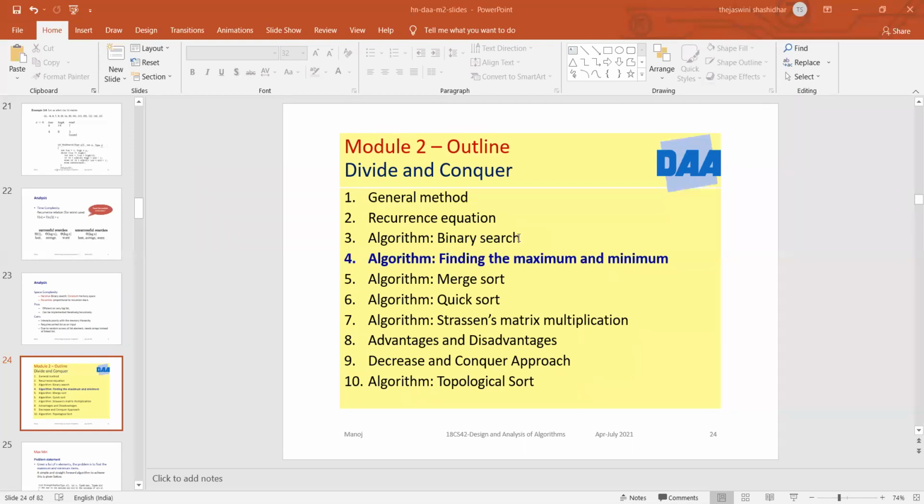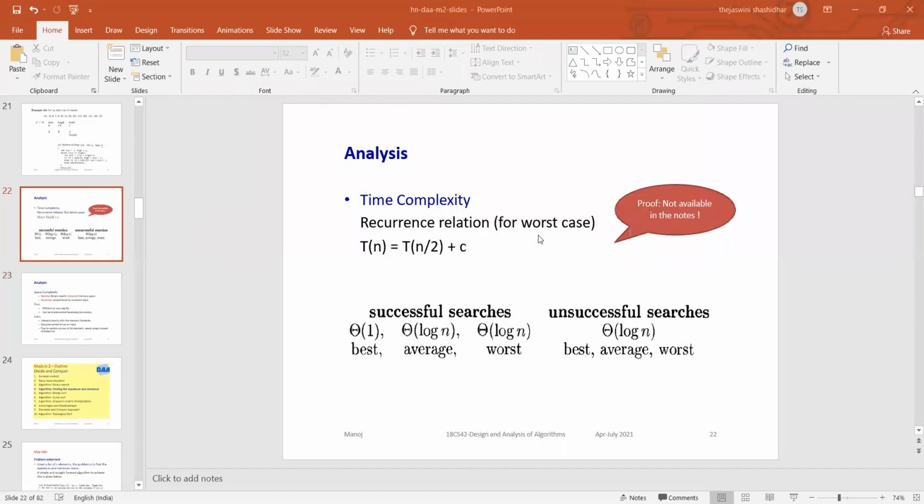Okay, so I've given the notes. In the notes, you go through the recurrence relation, derivation, and all. In the notes, we have given the recurrence relation derivation, how you get T of n is equal to T of n by 2 plus C. How you get the average case, worst case, best case, everything is given in my notes. You can refer to my notes. Okay. So any doubts?